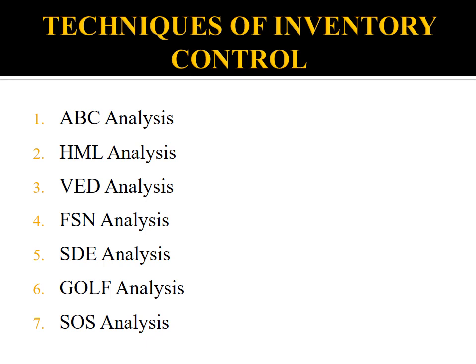So, in this session, we have studied inventory management, inventory control, and types of inventories. Basically, inventory represents goods in stock. There are different types of inventories. Basically, there are two types of inventories. They are merchandise inventory and manufacturing inventories.